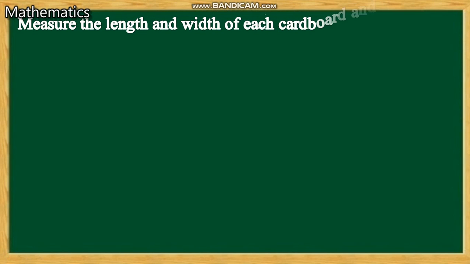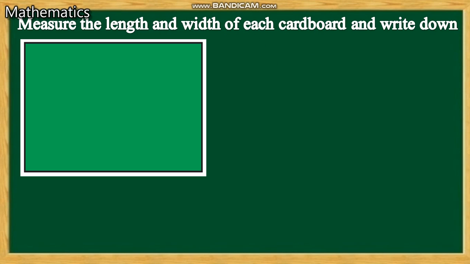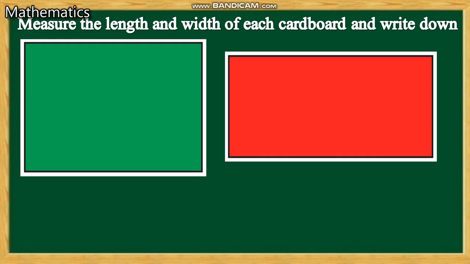At first we have to measure the length and width of each cardboard. It is Ravi's first cardboard, the green one. It is Ravi's second cardboard, the red one. Then let's measure the length and width. Suppose in the green cardboard the length is 6 centimeter and the width is 5 centimeter. In the red cardboard, the length is 7 centimeter and the width is 4 centimeter.